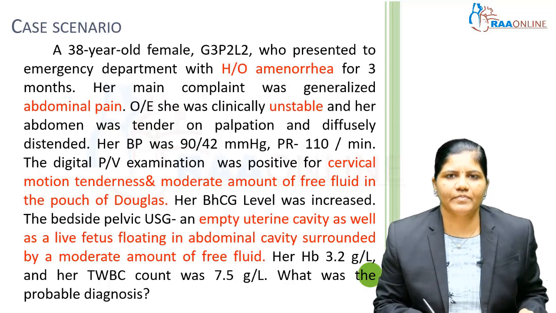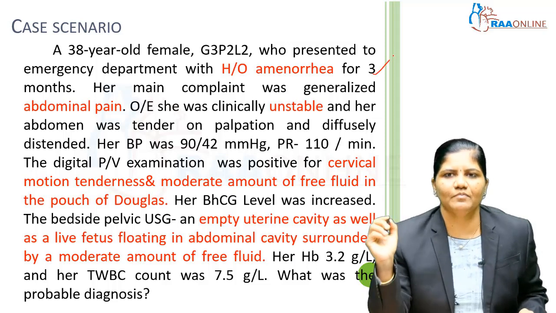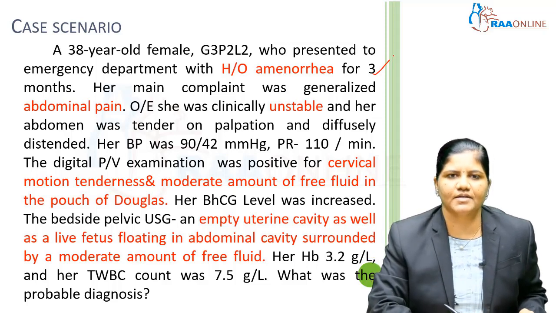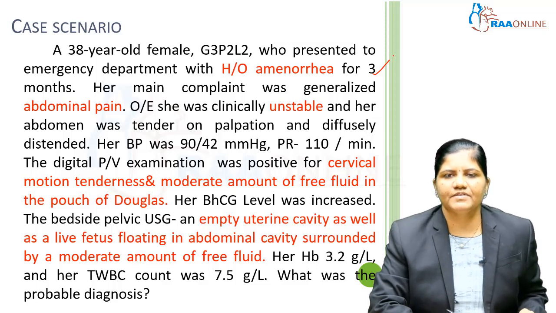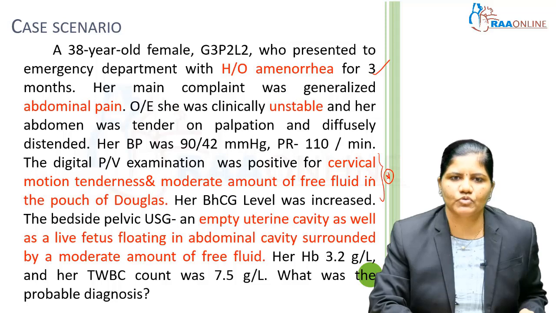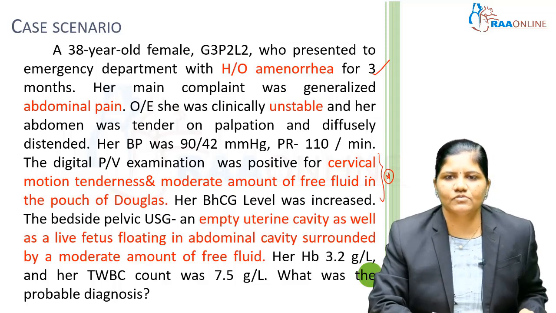A 38-year-old female, a gravida 3, para 2, live 2, presented to the emergency department with a history of amenorrhea for the past 3 months. Her main complaint was generalized abdominal pain. On examination, she was clinically unstable and her abdomen was tender on palpation and diffusely distended. Her blood pressure was 90/42 mm Hg and pulse rate was 110 per minute. The digital per vaginal examination was positive for cervical motion tenderness, and a moderate amount of free fluid was present in the pouch of Douglas. Her beta HCG level was increased.